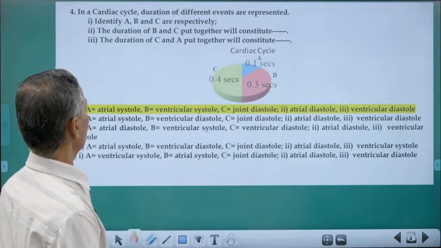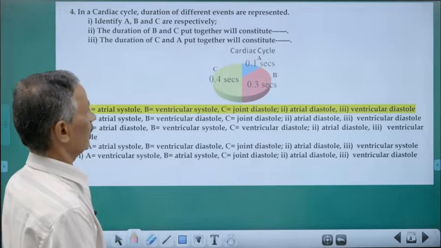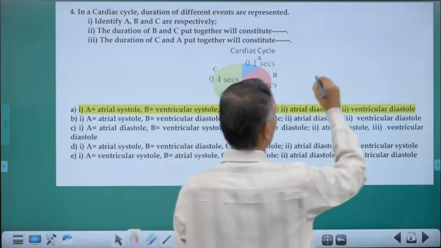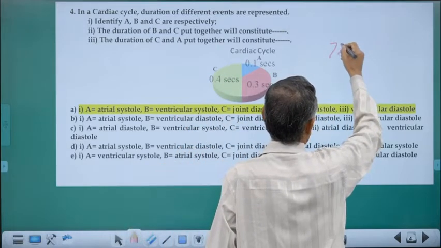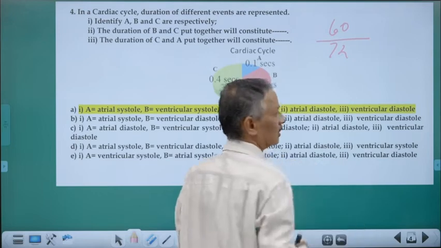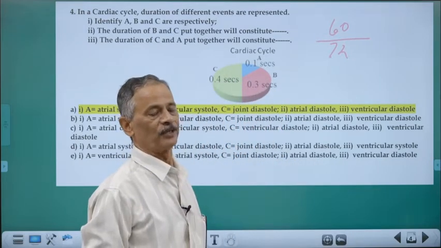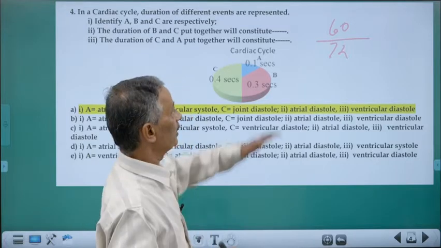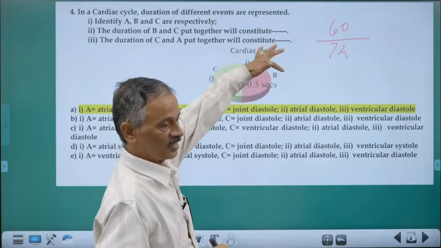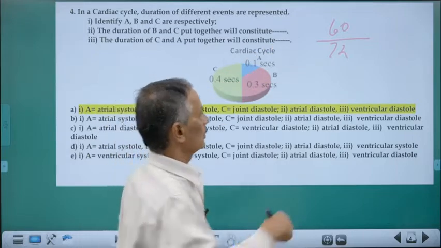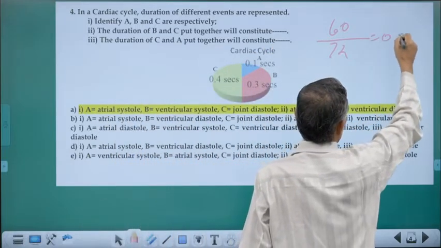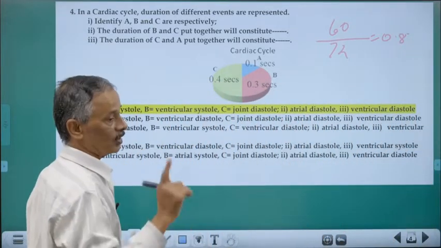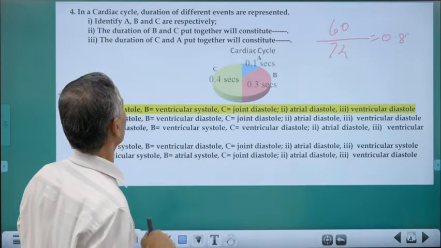In a cardiac cycle, the durations of different events are presented. Remember, in 1 minute, on average 72 times the heart is undergoing rhythmic beating. That is, the time taken for one cardiac cycle will be 60 by 72, 60 seconds in 1 minute, divided by 72, that is 0.8 second. That is the time for one cardiac cycle. Okay, for one cardiac cycle, the time taken is 0.8 second.